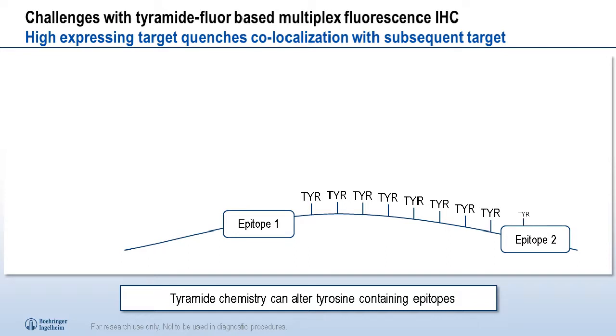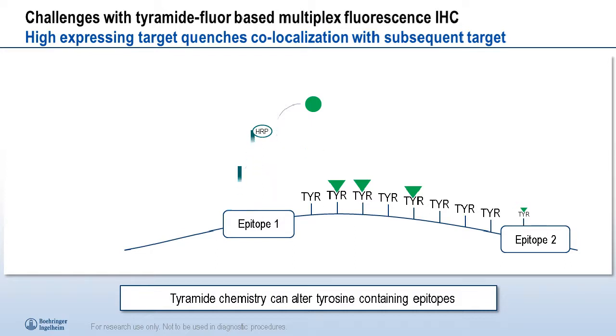The other issue resides around the epitopes themselves, the subsequent epitopes after our first primary antibody goes down. And so here again, we have our first primary antibody binding, our first secondary antibody, our activation of tyramide. And even if we're not saturating the entirety of all of those local tyrosine residues, what can happen is you can covalently modify one of the tyrosine residues that may occur in one of your subsequent epitopes.